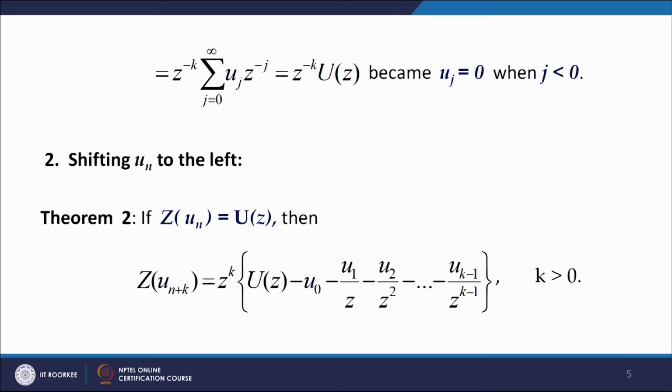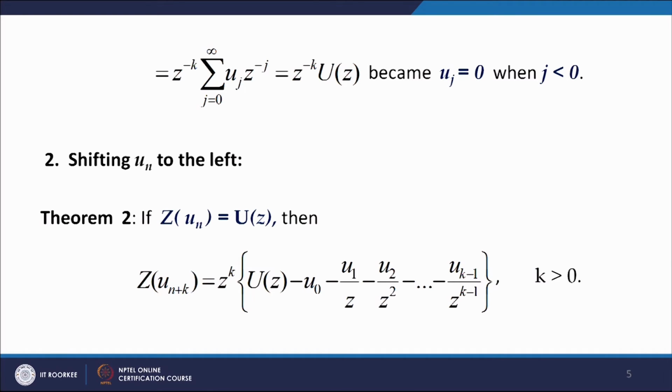Now suppose there is shifting of u(n) to the left. So if the z transform of u(n) is U(z), then we shall see that the z transform of u(n plus k), the sequence u(n plus k) where k is again a positive integer, is equal to z to the power k into U(z), which is the z transform of u(n), minus u0 minus u1 by z minus u2 by z square minus ... minus u(k minus 1) over z to the power k minus 1.